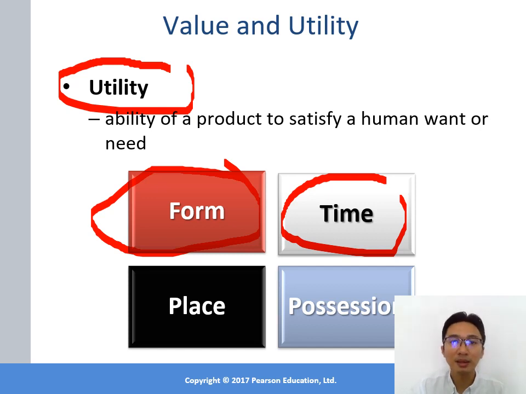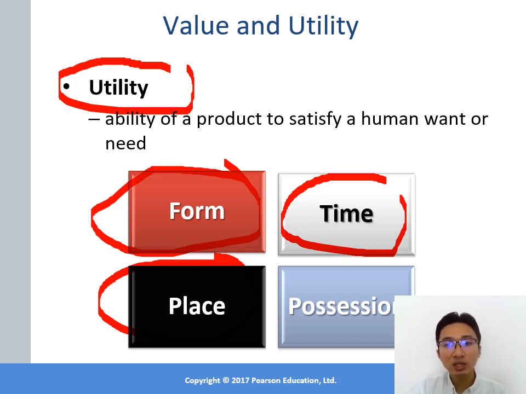7-Eleven ensures that they provide very high time utility by operating 24/7, whereby the customers can get what they want anytime. Moving on to place utility, this one here. Marketing creates place utility by providing products where customers will want them. Companies ensure high place utility by opening up stores near local places. Companies also increase place utility by ensuring that their products can be bought online, which makes it very convenient for their customers. The last one is the possession utility.